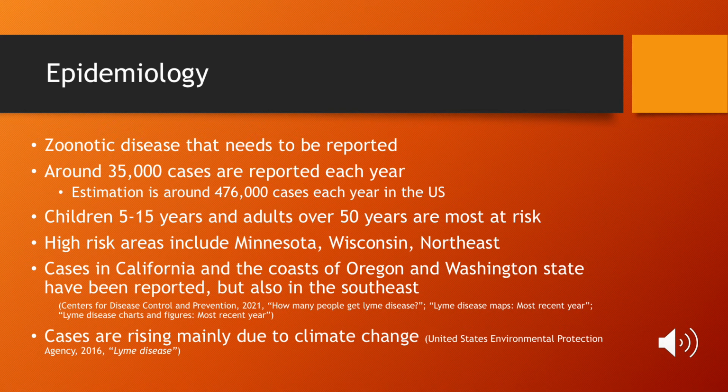Lyme disease is a zoonotic disease that needs to be reported, and around 35,000 cases are reported each year. However, the estimate is actually around 476,000 cases each year in the US, so quite a few more. Children between the ages of 5 and 15 and adults over the age of 50 are considered to be most at risk. And then high-risk areas include Minnesota, Wisconsin, and the Northeast.